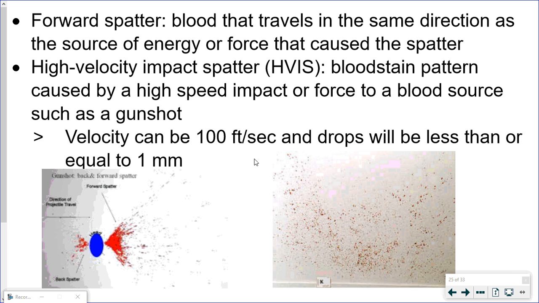With blood drops, we also kind of have to look at how fast they were coming in. So we have high velocity impact spatter, which are patterns caused by high speed impact or force to a blood source, something like a gunshot. The velocity of the blood drops can be up to 100 feet per second, and drops are going to be less than or equal to 1 millimeter. So this is going to have a multitude of drops that are very small, like the picture on the right.